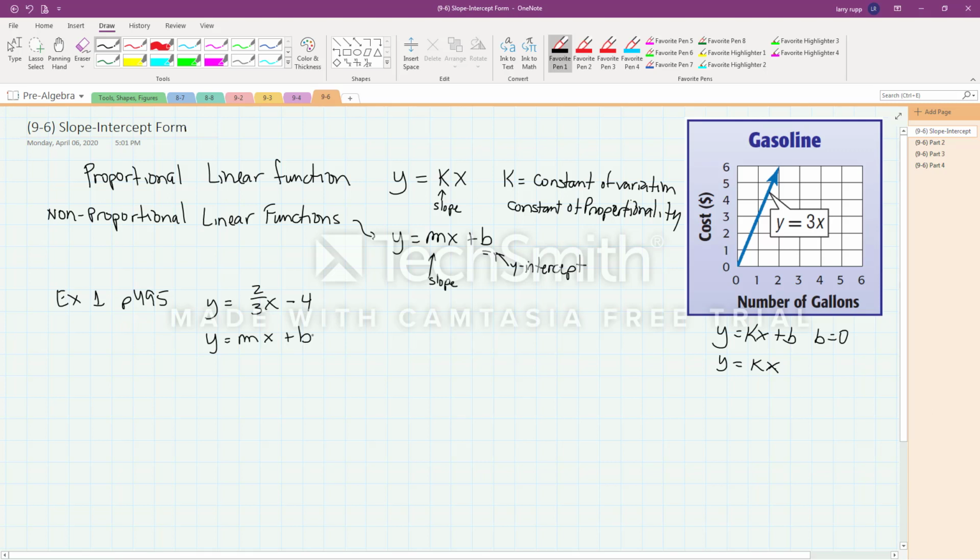Well, looking at this directly then, what is m? m is equal to 2/3. What is b? Well, b happens to equal -4. The slope is 2/3 and the y-intercept is -4. This is the slope, and this is the y-intercept. Okay? Just like that.